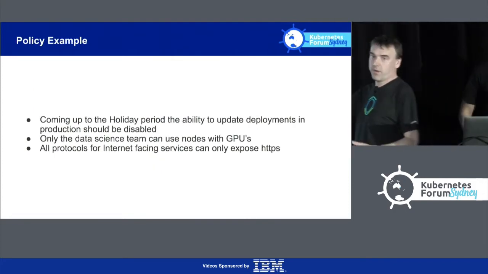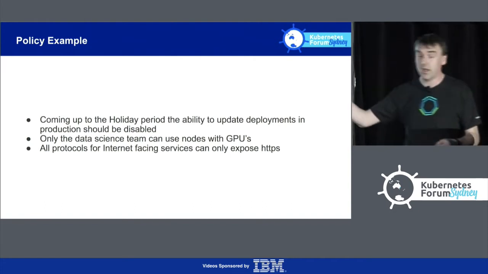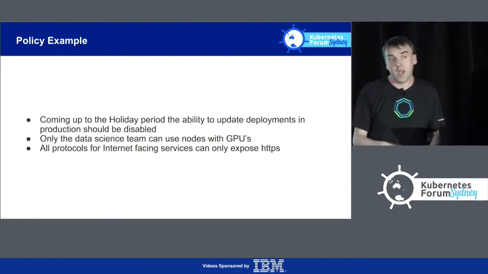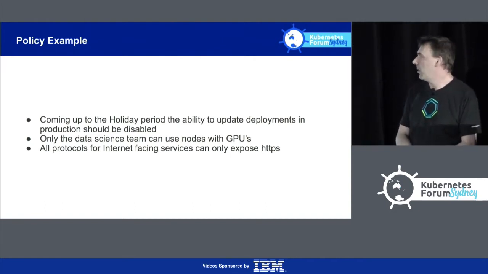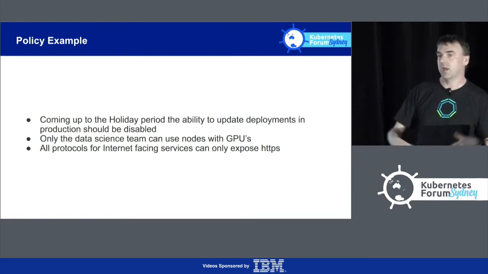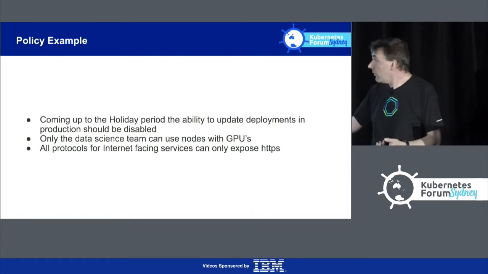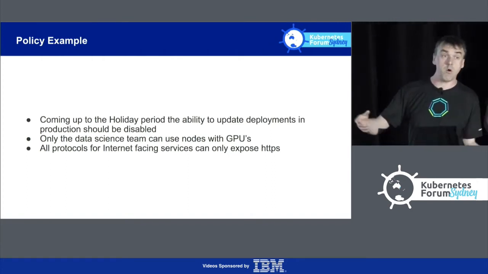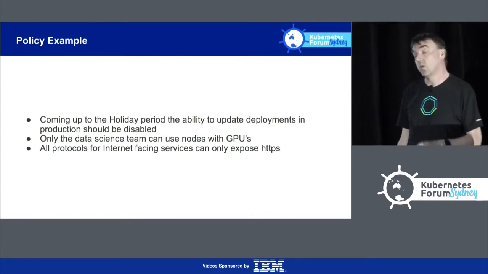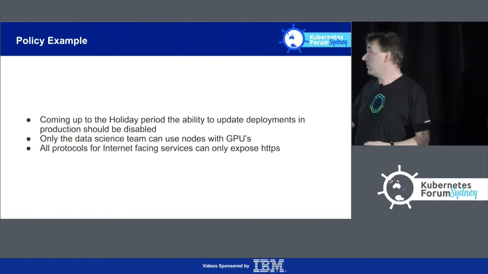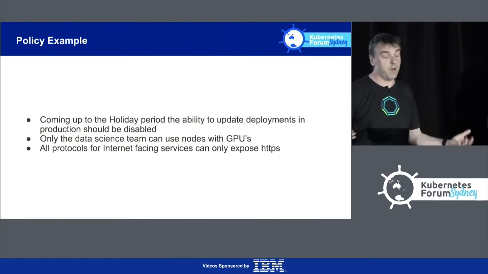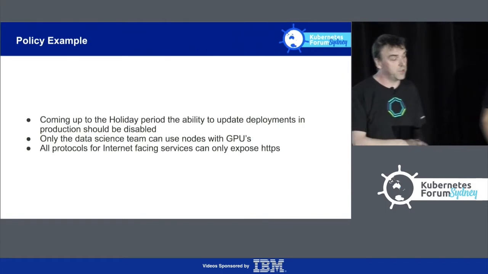It might be that we're coming up to a holiday period at the moment, so you might have a production blackout period. You could actually set up an OPA policy for that to say that no one can run deployments in production. You might have some GPU nodes in your cluster that you want to stop anyone using apart from, say, your data science team. So that would be another type of thing.